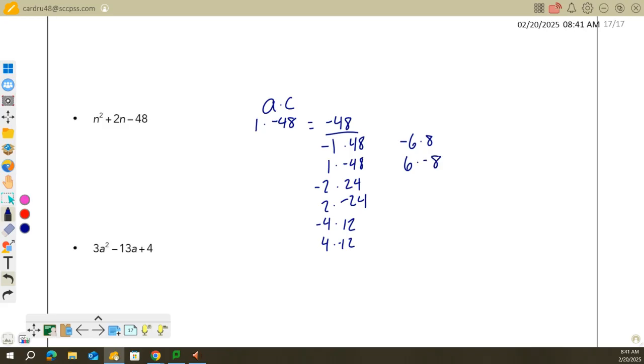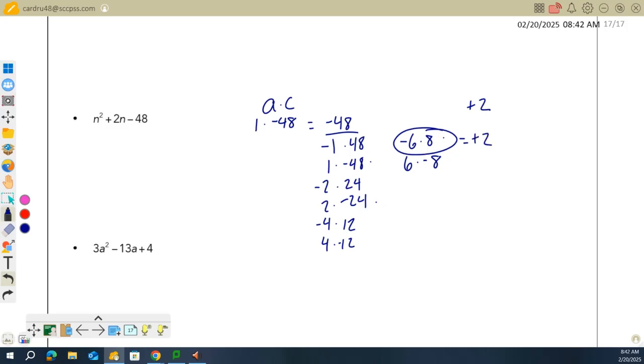So then I've got to go through and I'm looking for what adds to b, right? Adds to 2. So negative 1 plus 48, that's 47. This would be negative 47. 24 minus 2 would be 22, or negative 22. 12 minus 4, that would be 8. 4 minus 12 would be negative 8. Negative 6 plus 8, that gives me that positive 2 that I'm looking for.